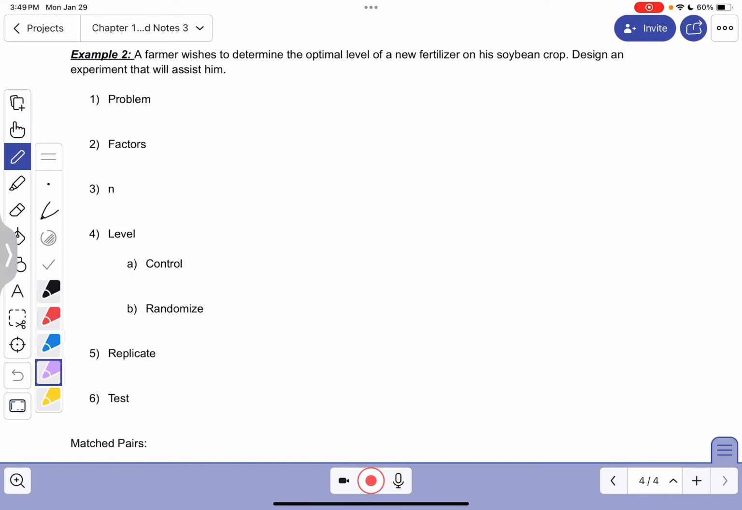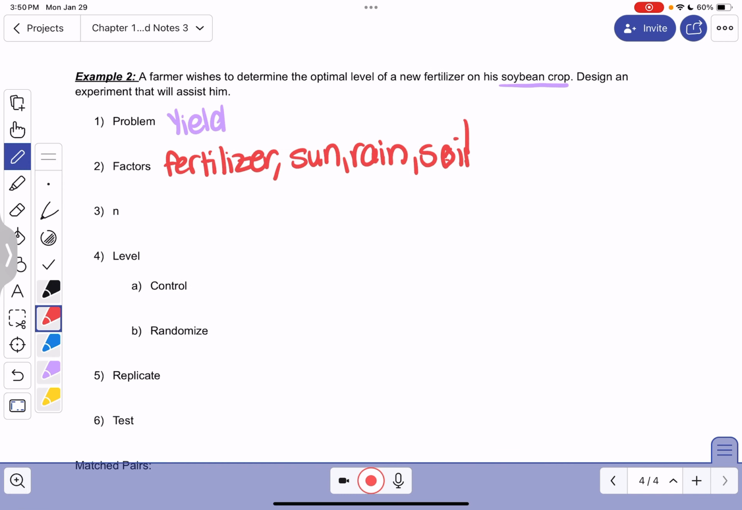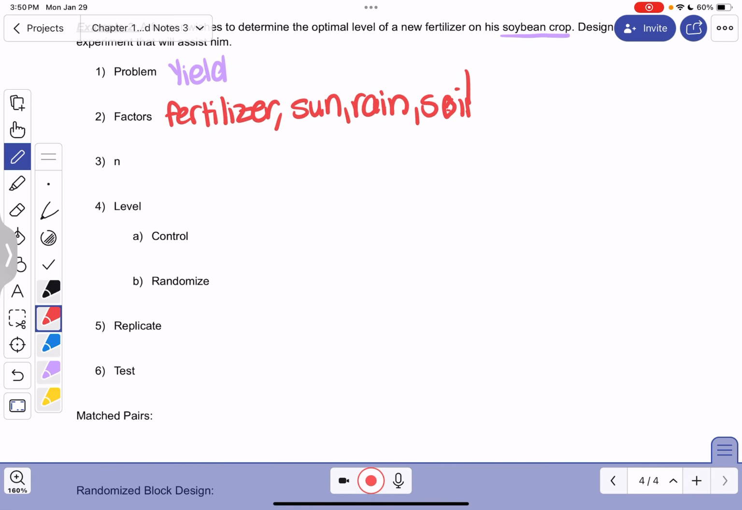So the problem or the issue we're talking about is we want to know how much we're getting. So the yield, how many soybeans are we getting? So factors that affect plant growth. Well, obviously the fertilizer, because that's what we're talking about. But also sun and rain, those affect growth. If you don't get any water, you're not going to grow. Soil, things like that.